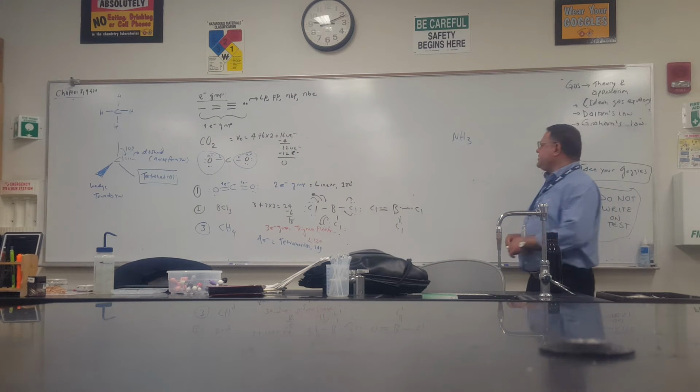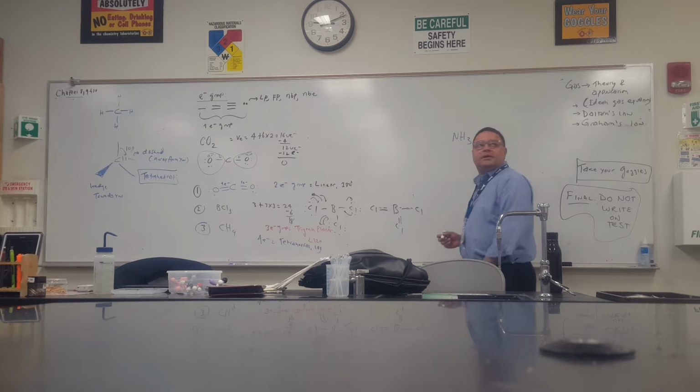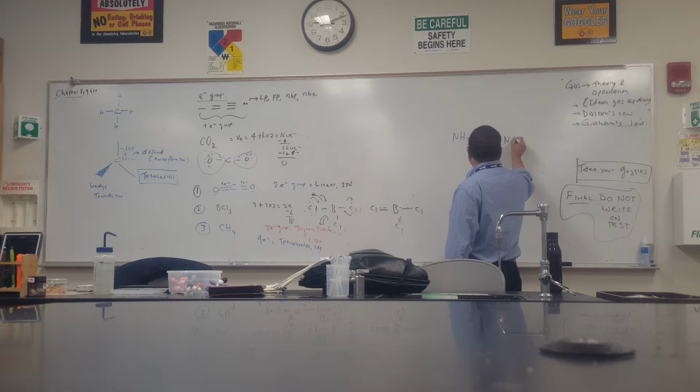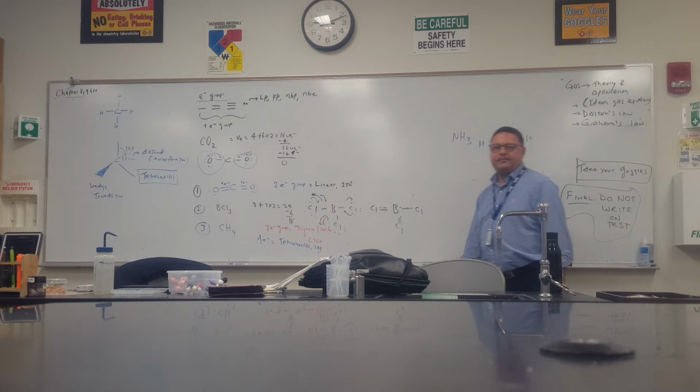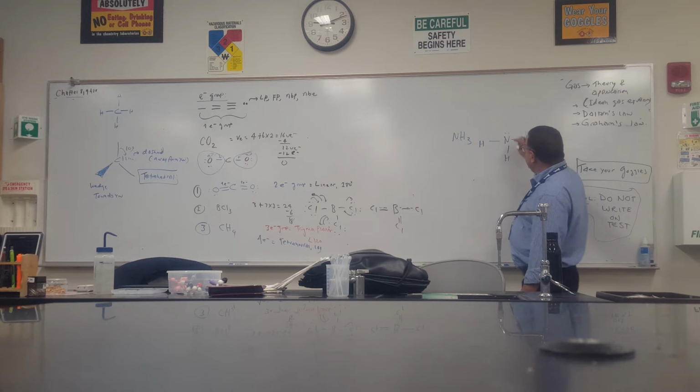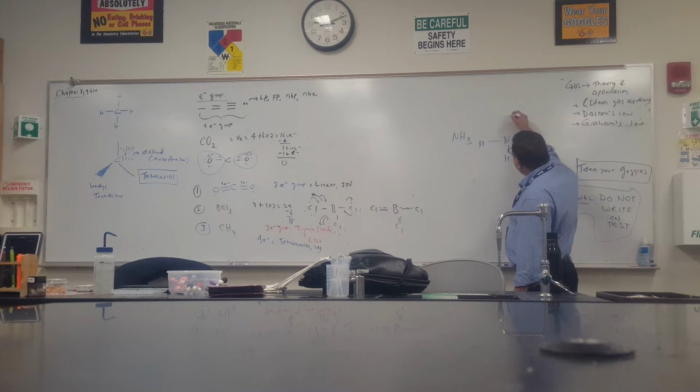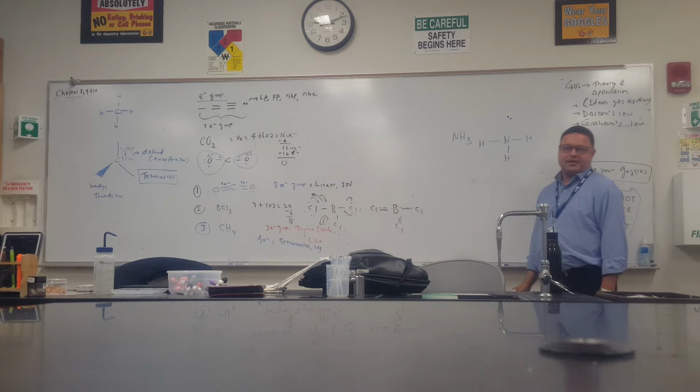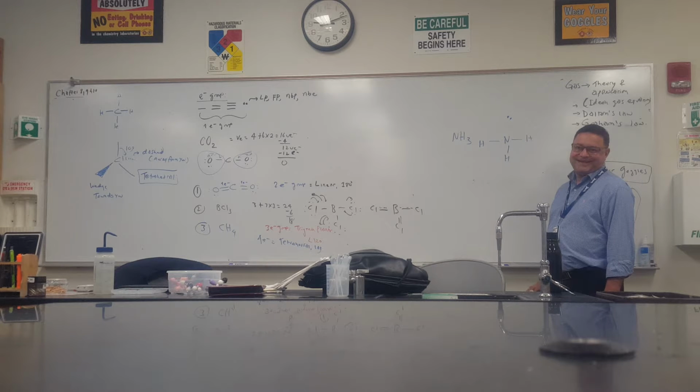Okay, how many valence electrons? 8. So 5 plus 3, 8, and nitrogen is central, right? Surrounded by hydrogen. So like this, right? And the lone pair is somewhere here. How many electron groups are on the central atom? 3? 4.